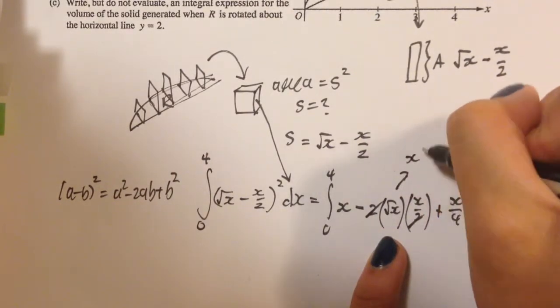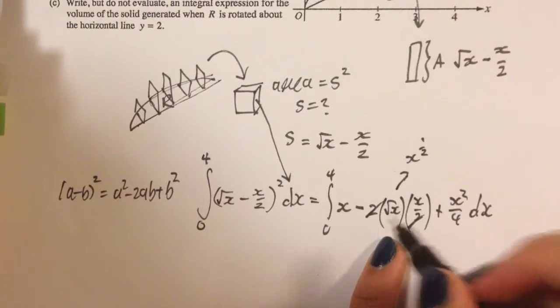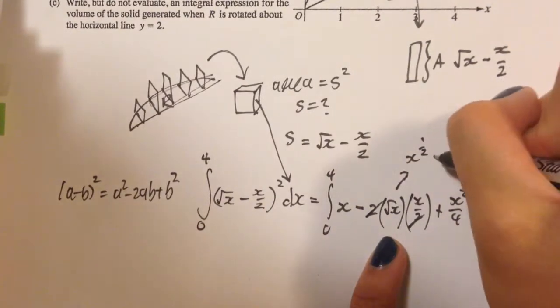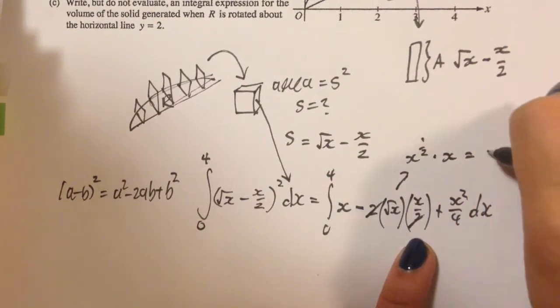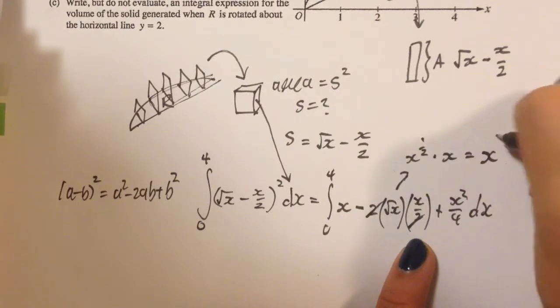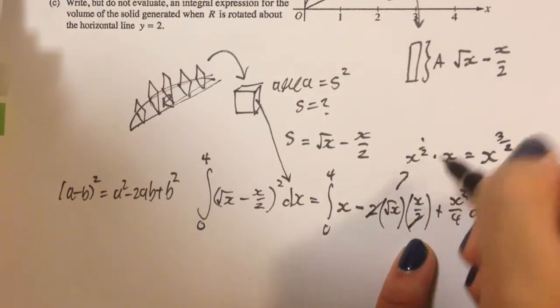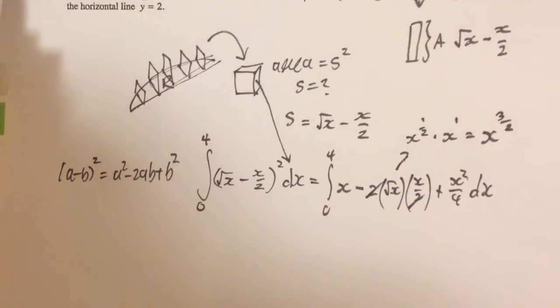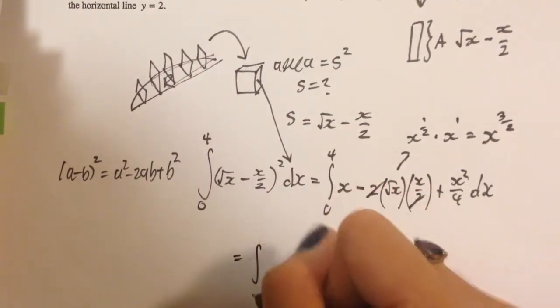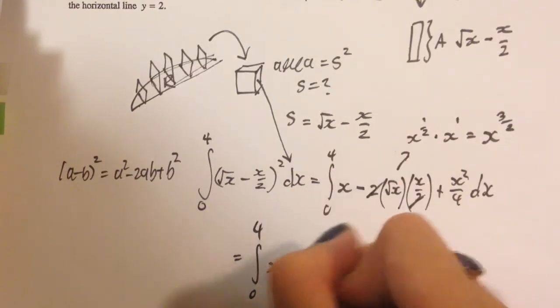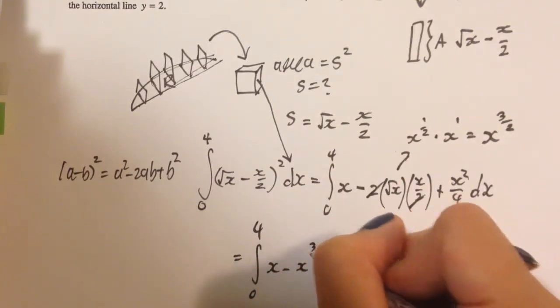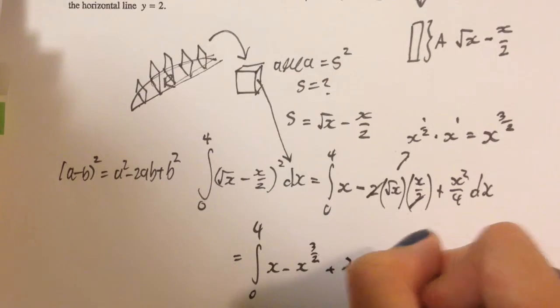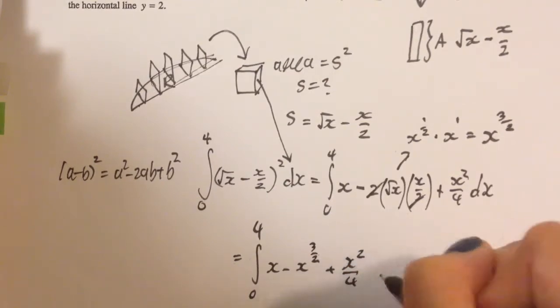So that's basically x to the 1/2, because the square root is basically x to the power of 1/2, multiplied by x, which equals x to the power of 3 divided by 2. This is because we are adding the exponents together. And so to write this clearly, it's x minus x to the power of 3 divided by 2 plus x squared divided by 4, dx.